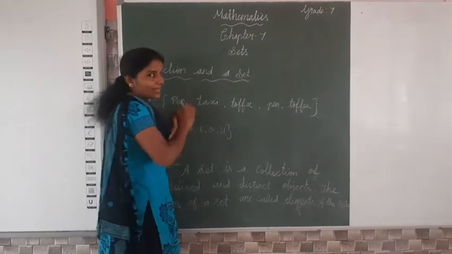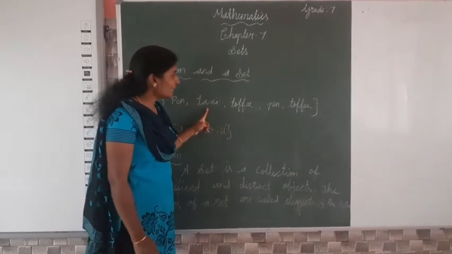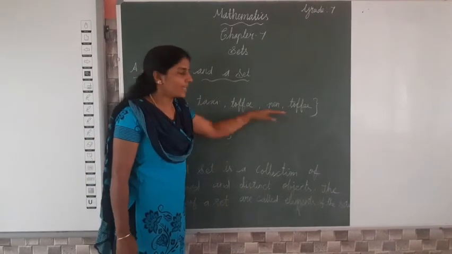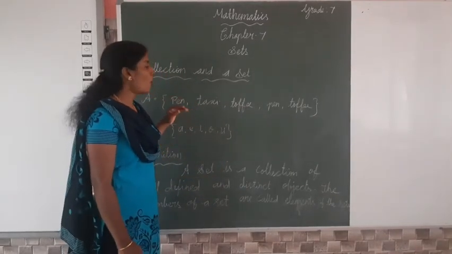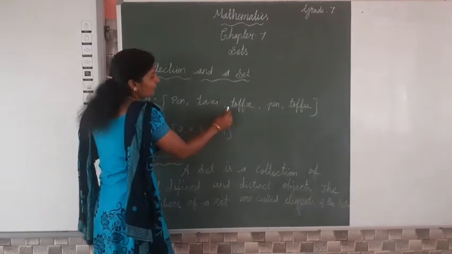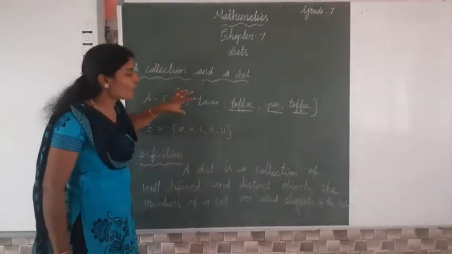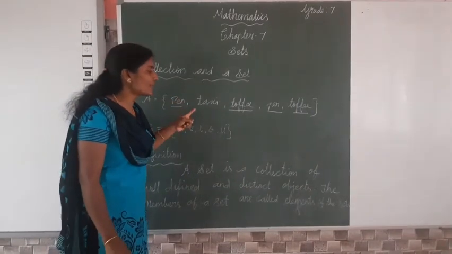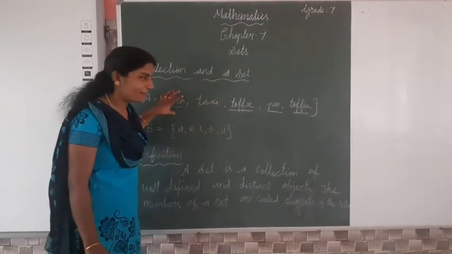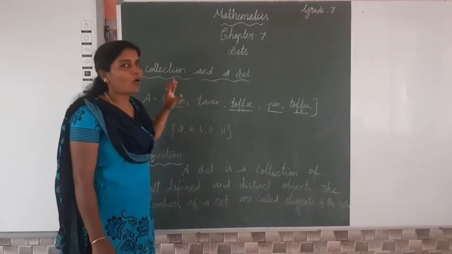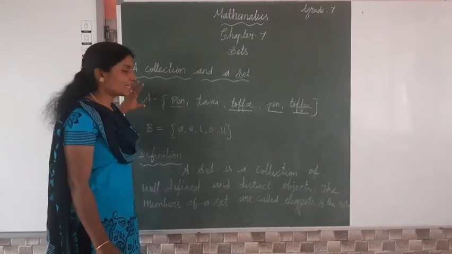Now here this is not well-defined. Here we need distinct objects, but pen and trophy are repeated. This is not a distinct object. So we can't say this is a set. Set A is not well defined and not distinct, so set A is not a set.